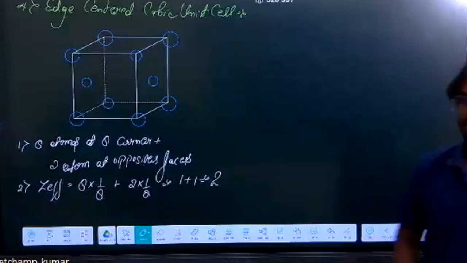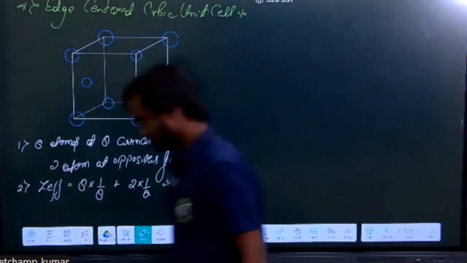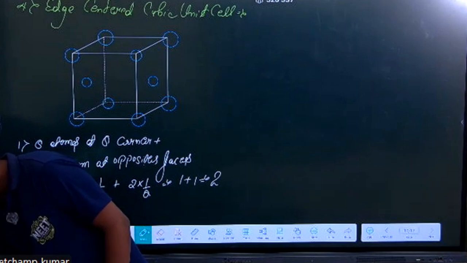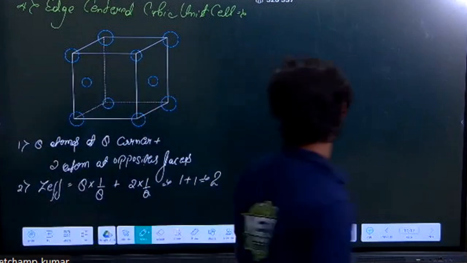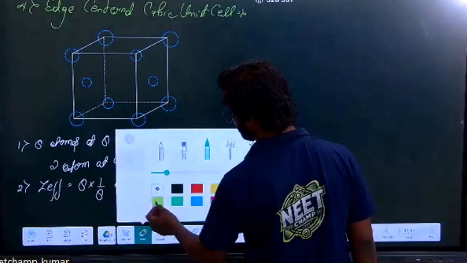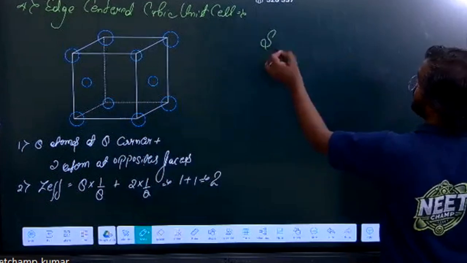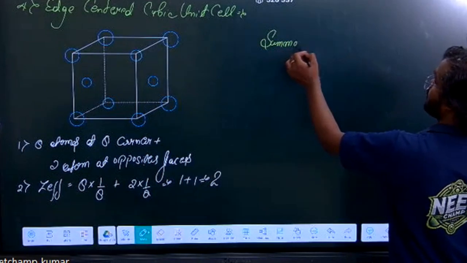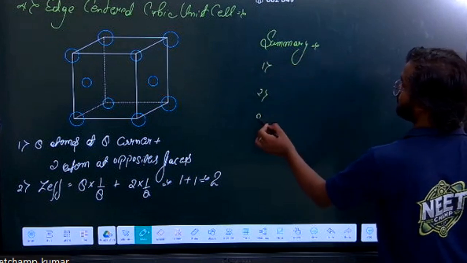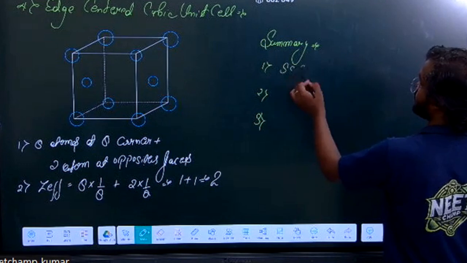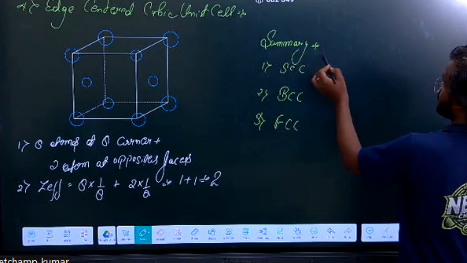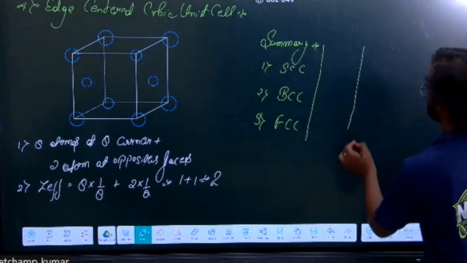Clear? Any doubt till here? No doubt, sir. Okay, so let me make a simple summary for you, like what you have to remember. I'm writing a simple summary. You should know this thing by heart. Summary: first is simple cubic SCC, then BCC, then FCC. What are the things you have to remember in all these geometries?